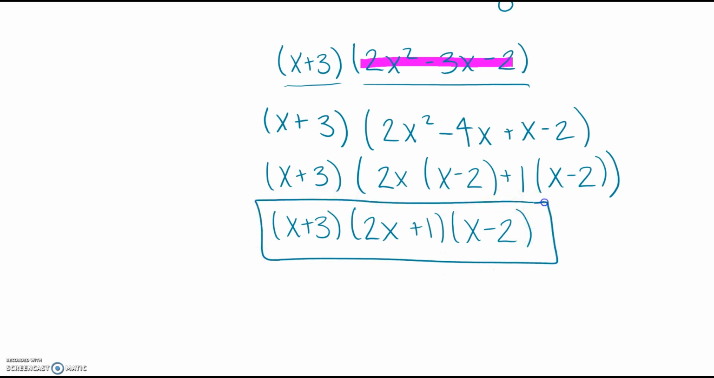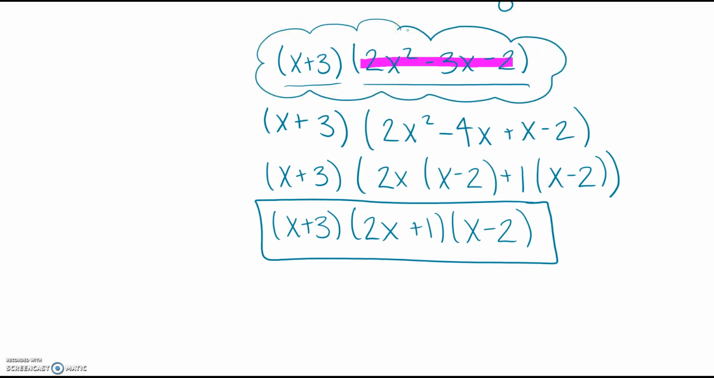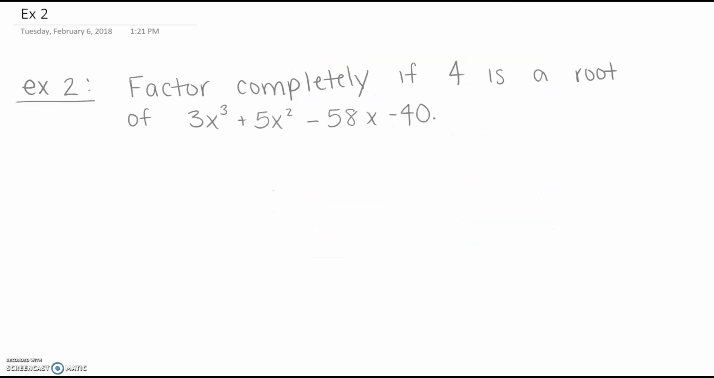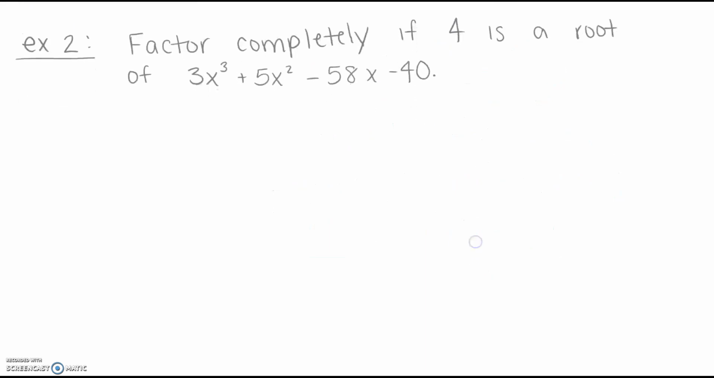For these factor completely problems, a lot of students will get this answer, and then they forget to factor the 2x squared minus 3x minus 2. So you always need to ask yourself, can I factor it anymore? Okay, so let's move on to another example. Factor completely if 4 is a root of 3x cubed plus 5x squared minus 58x minus 40.